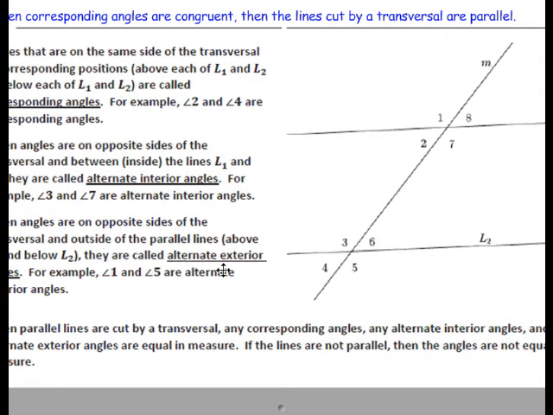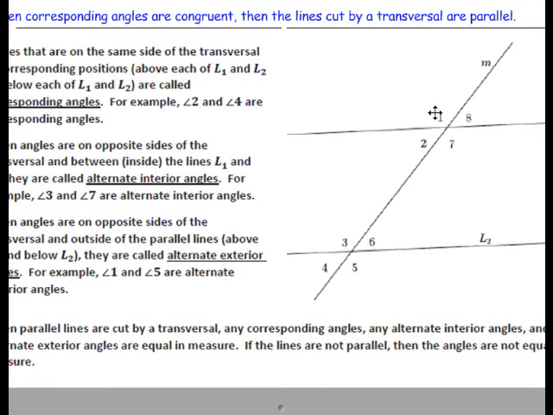Then we learned about alternate exterior. Angles are on the opposite side of the transversal, so left and right, and above and below, so outside of the lines. They are called alternate exterior. For example, angle 1 and angle 5. Angle 1 is outside of the line. Angle 5 is outside of the line. So these are the inside angles, and these are the outside angles.